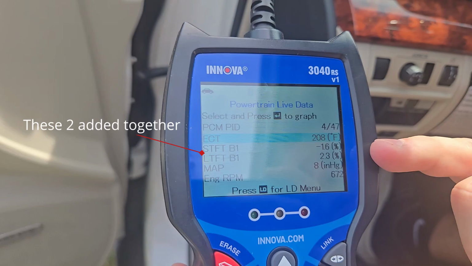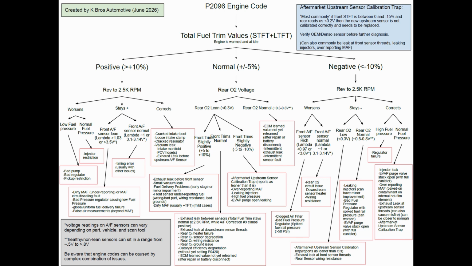Now, in most healthy engines, this will fall between -5 and +5%, normally pretty close to 0%, and that's totally healthy. That's perfectly good. However, if it gets plus or minus 10% or greater than that, that's normally when we have issues. However, we can still have issues if it's normal. So let's break this down.